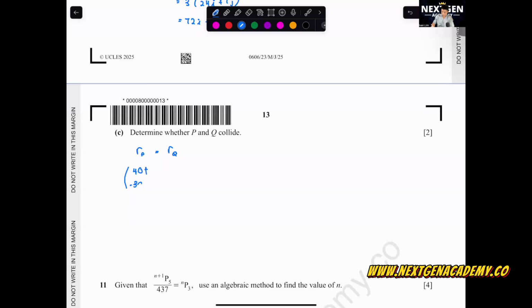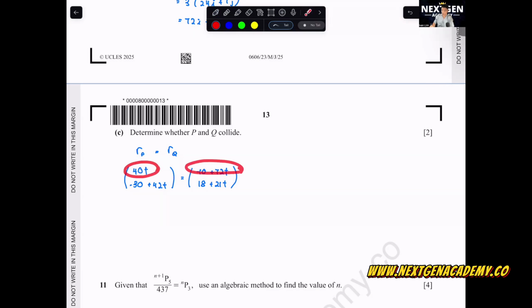40t, minus 30 plus 42t, equals to minus 10 plus 72t, 18 plus 21t. What we need to check here is, if it collides, if we solve for the x direction and the y direction, both the times will be equal to each other, because the x and y positions at that time will be the same. So you do the x direction first, that means the i direction. We do 40t equals to negative 10 plus 72t.